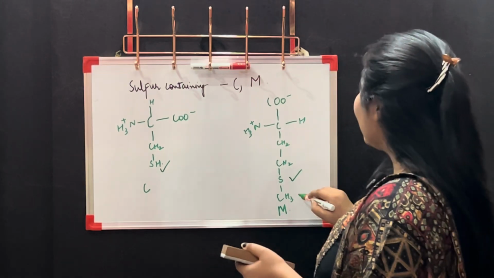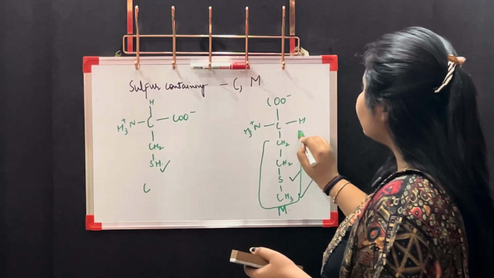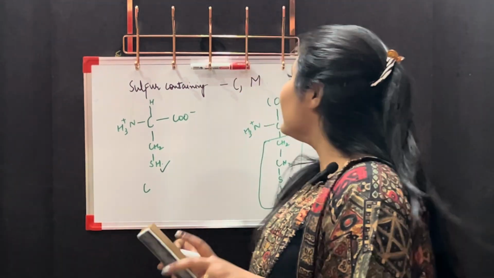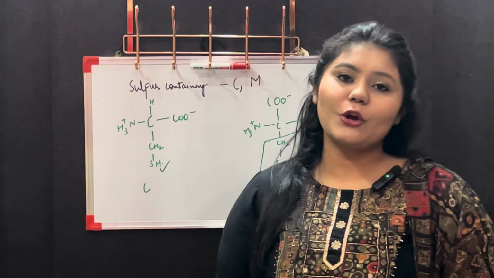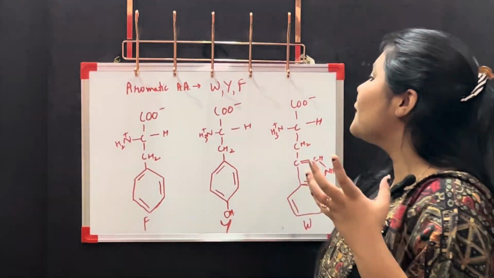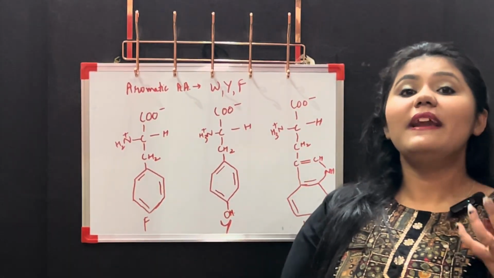All right. Now we have methionine. This is the side chain of methionine. It is a sulfur containing amino acid. So we are done with the sulfur containing amino acids. Next we're going to talk about the other category. Our next category is aromatic amino acids, which are the ones that have aromatic side chains.